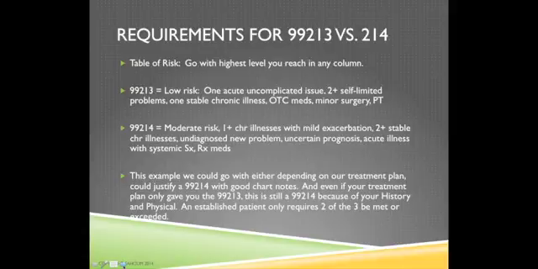A 214 is moderate risk, meaning you have 1 or more chronic illnesses with a mild exacerbation, 2 or more stable chronic illnesses, which is many of us. We're seeing someone with RA and hypertension, or hypertension and high cholesterol, or allergies and hypertension. So 2 stable chronic illnesses, we typically fall into this moderate risk pretty easily.